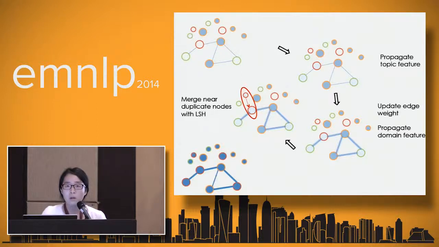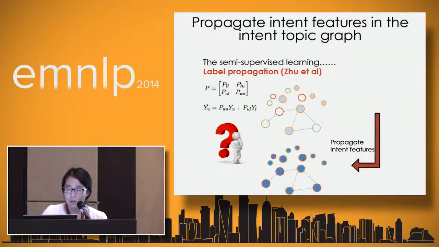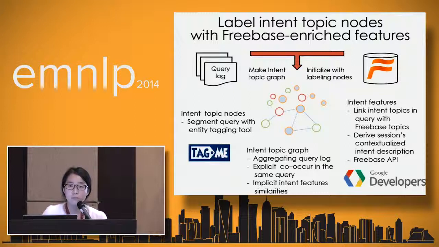Okay. And you also calculated the relevance score of intent topic with the Freebase topic. So how did you calculate the relevance score? We actually derived that from the Freebase API, combining the entity tagging score and the relevance score between a string and a Freebase topic. Okay. Thank you.